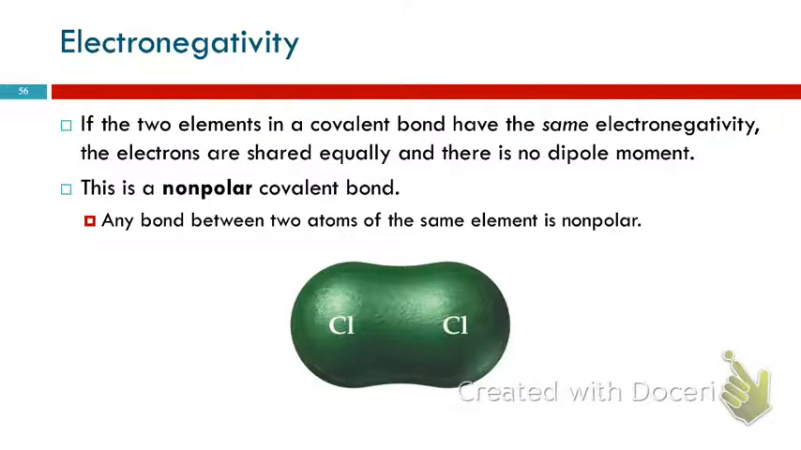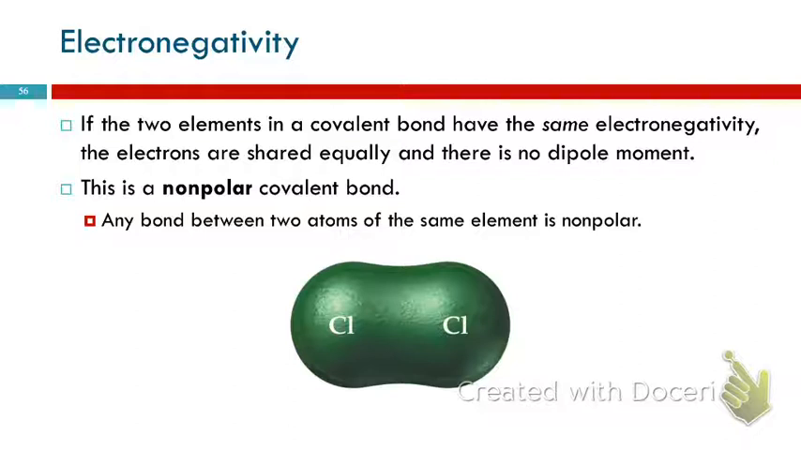So if we have a bond like this one between two chlorine atoms, is there a difference in electronegativity between one chlorine atom and another chlorine atom? No, they're the same element. They have the same electronegativity. So then there's zero difference in electronegativity. Then those electrons are going to be shared equally, and there is no dipole moment. This is called a nonpolar bond. This bond does not have one end that is different from the other. It's nonpolar. And so the electrons are shared equally. Anytime you have two atoms of the same element, they are exactly the same, so it is going to be a nonpolar bond.